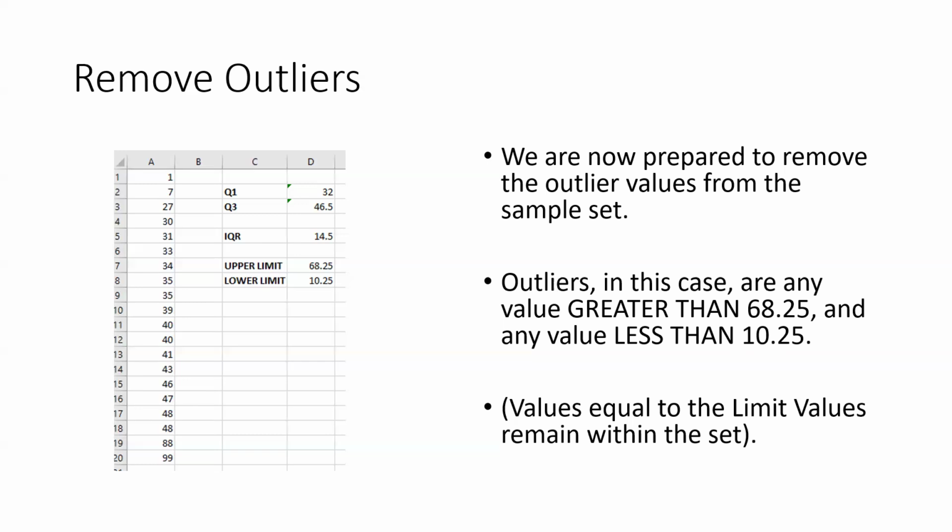So 10.24, 10.23, 10, 9, 8, so on and so forth. A value equaling 10.25, we leave it in. And that's because our upper limit is 68.25 and our lower limit is 10.25. Values equal to the limit values remain in the set. Don't get this far and then get this wrong, because somewhere in the internet ether, I'll shed a single solitary tear.